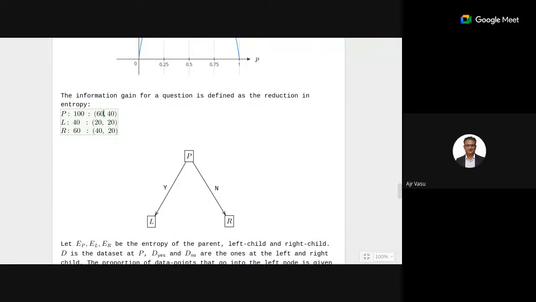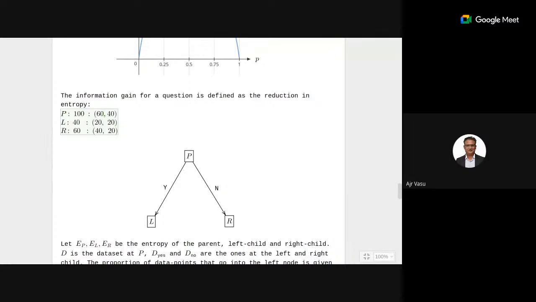See, you are calculating entropy at every stage before you move down. Okay. Now this P and L and R is there, right? So here, let's say you have four questions. The way this is structured is you can ask four questions here. You have a choice of four questions to ask. Which question should I ask?